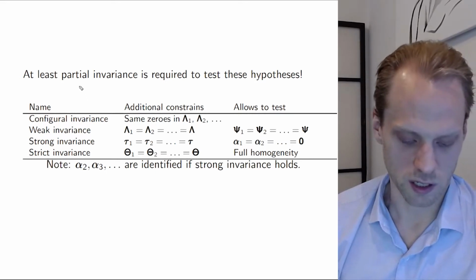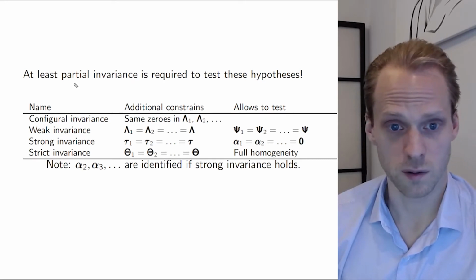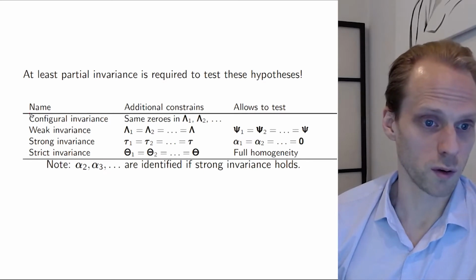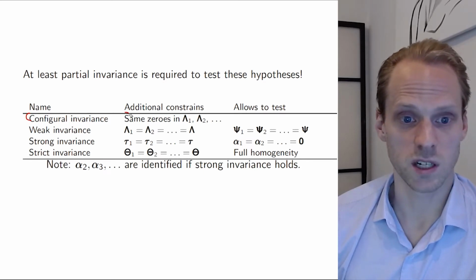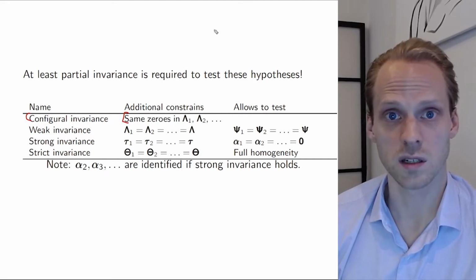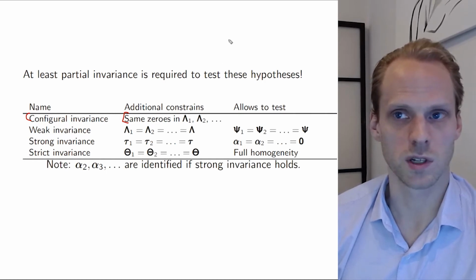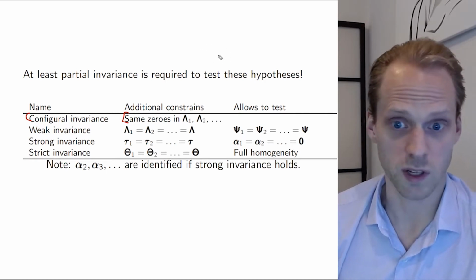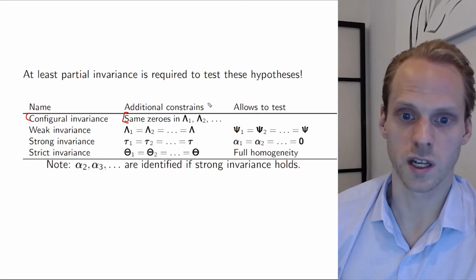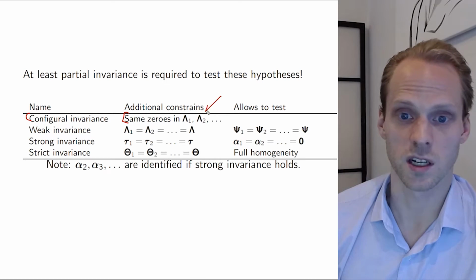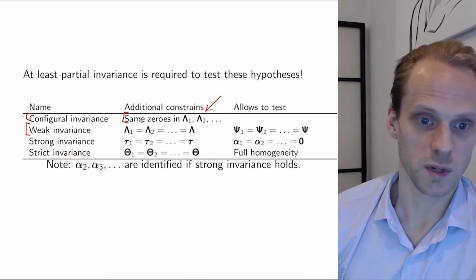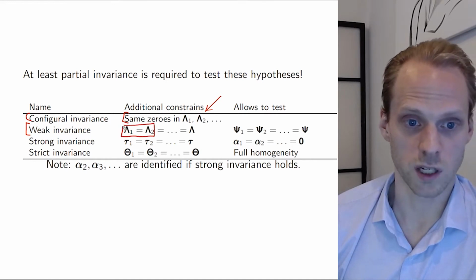And the more things that are invariant across groups, the better. So what can we do with configural invariance? That means that we have the same zeros in the lambda structure. So we have the same model, basically the same Greek letters, but they are different across groups. Everything is different across groups. Well, that doesn't really allow us to test anything homogeneity-wise, other than, okay, the same structure fits in both groups.